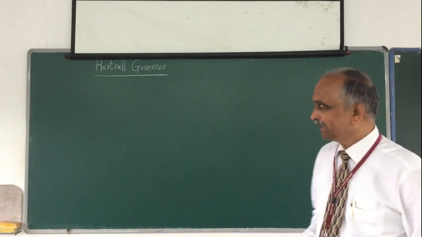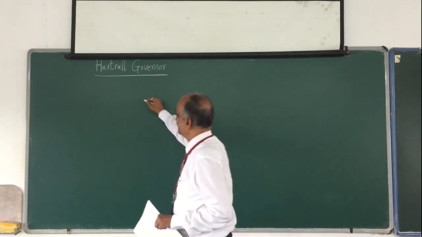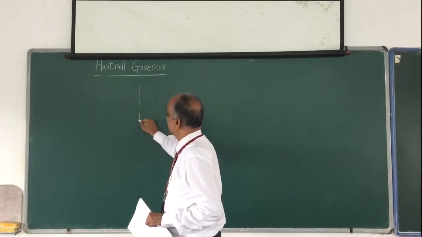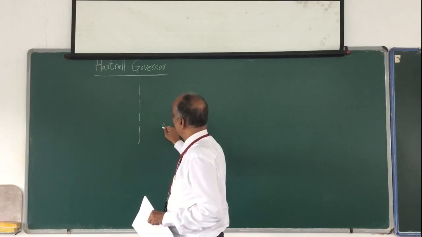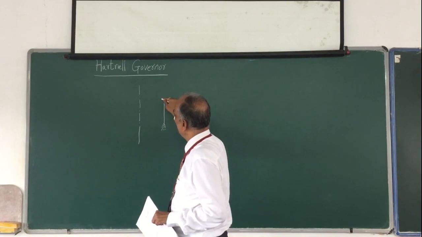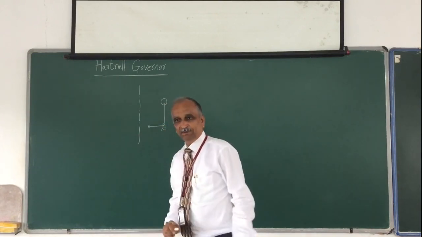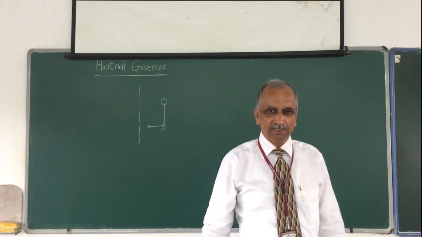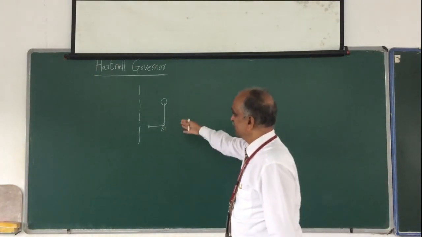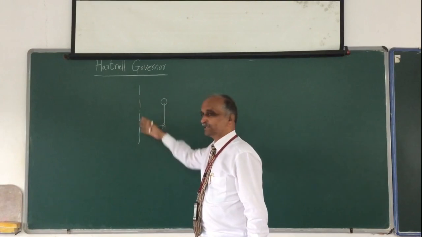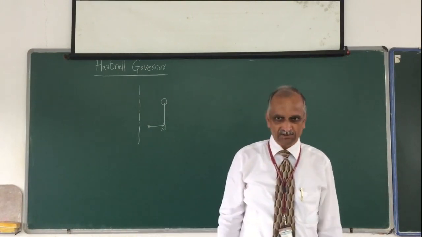So it looks something like this. This is the spindle axis, say this is the fulcrum, and this is the ball arm, and perpendicular to this is the sleeve arm. This is the normal position, and the ball arm is parallel to the axis of the spindle. This is the normal case.